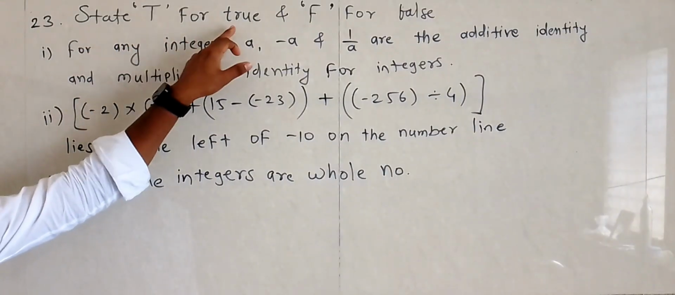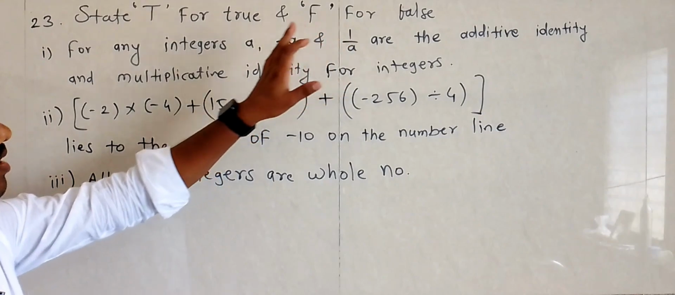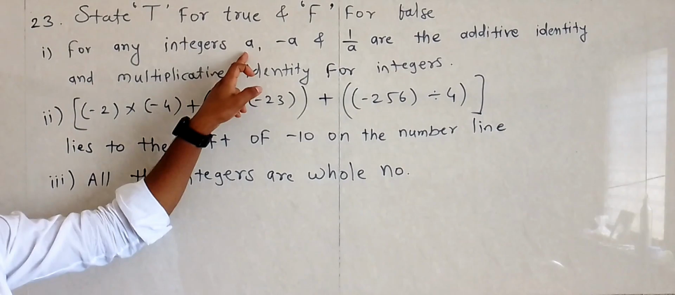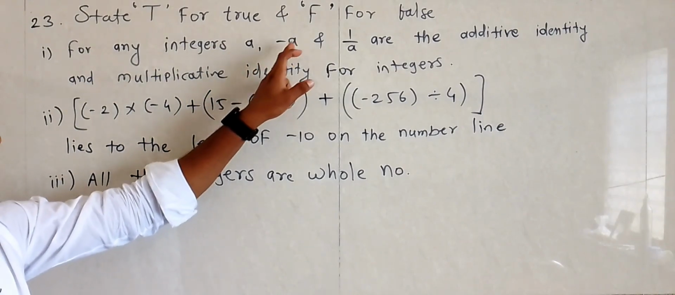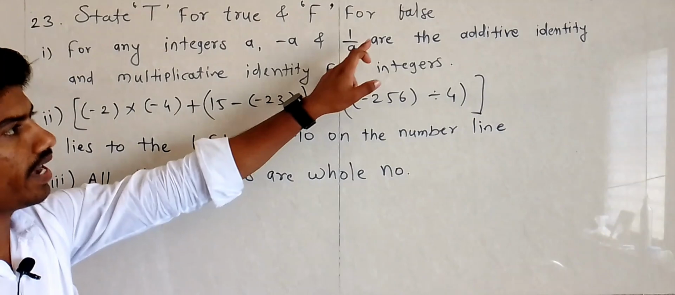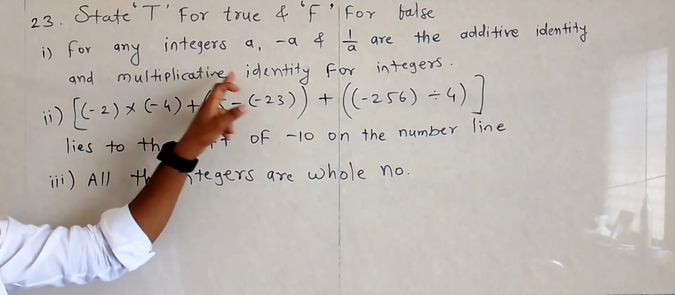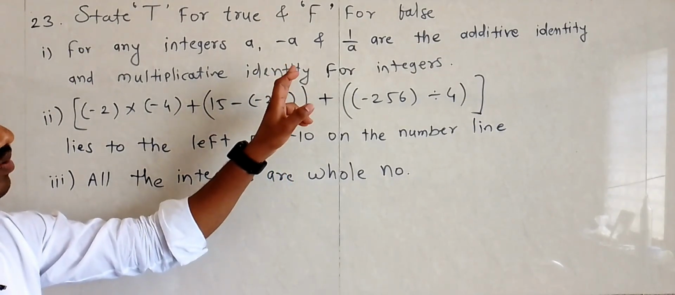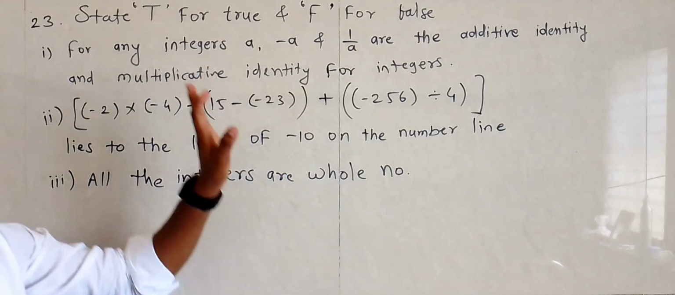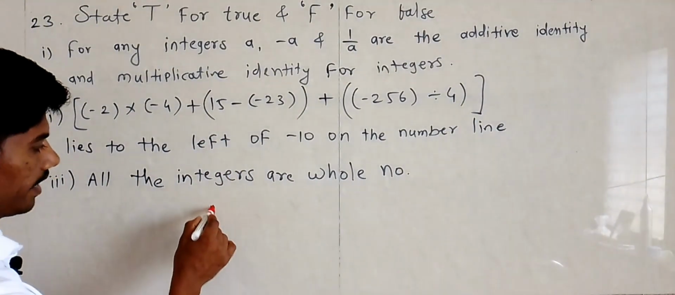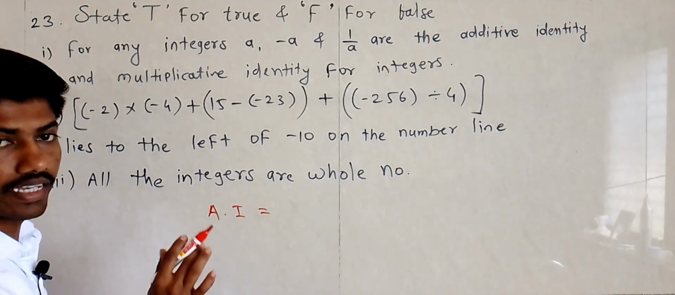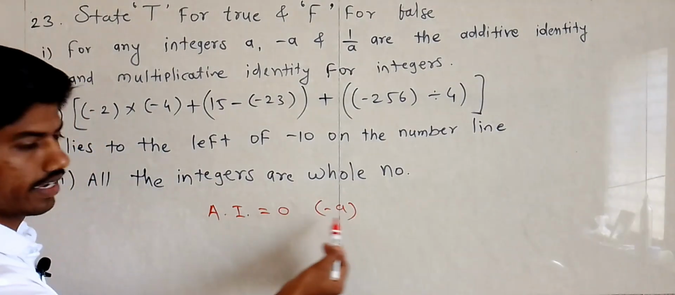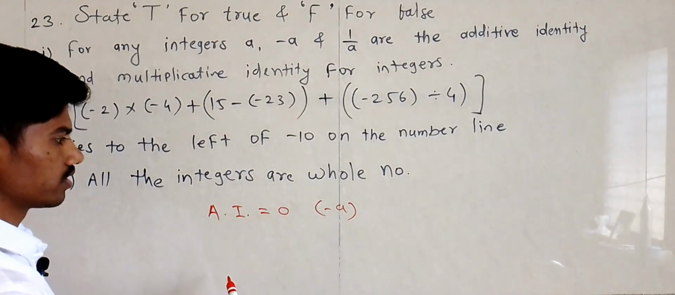Now take T for true and F for false. First, for any integer a, minus a and 1 by a are the additive identity and multiplicative identity for integers. So is this true? I don't think so. Obviously this is not true. Why? Because the additive identity for integers is 0 and it's not minus a.